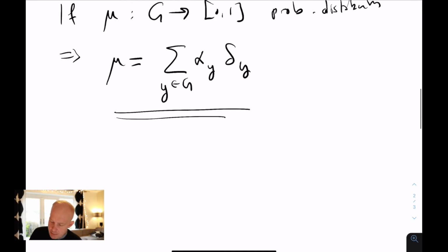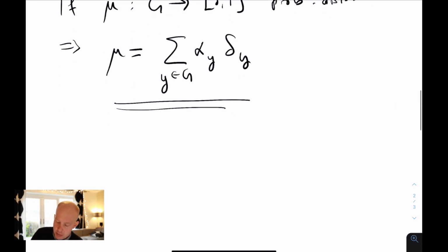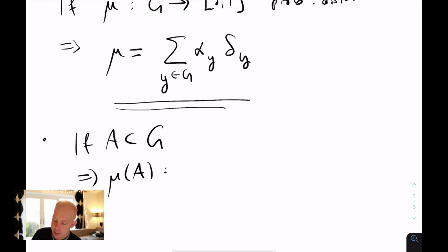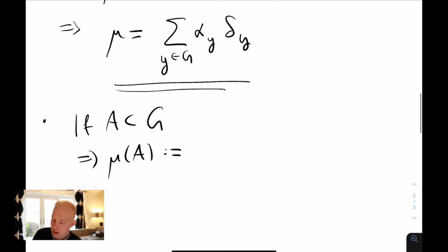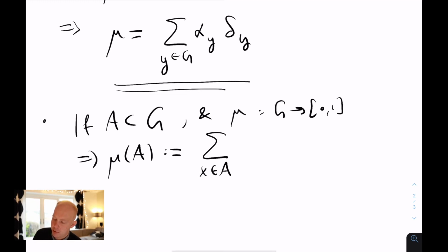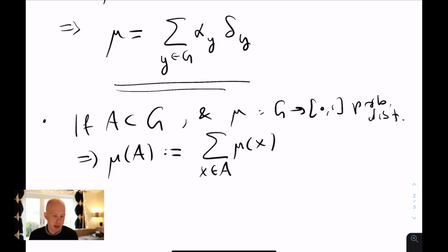In the same way as we did in the group Z_p, if A is a subset of G, we can define mu(A), the probability of this event, as the summation over x in A of mu(x), where mu is a [0,1] probability distribution. It's like we did in the group Z_p. There's no change there.